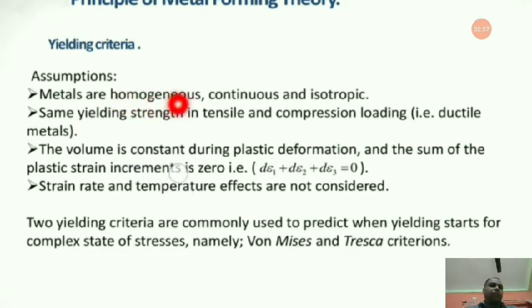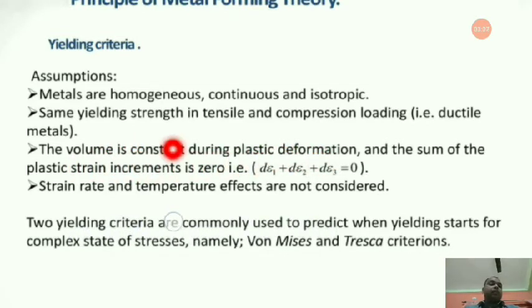Next, same yielding strength. You can guess from the first one, homogeneous means same composition. Same yielding strength in tensile and compression loading, that is for ductile materials. So that happens only for ductile metals, but in case of brittle materials it is not valid. We are not dealing with brittle materials in yielding criteria, or the working of metals. Now, the volume is constant during plastic deformation.